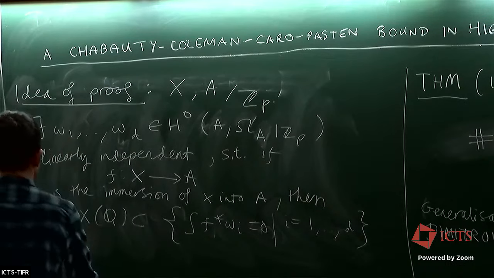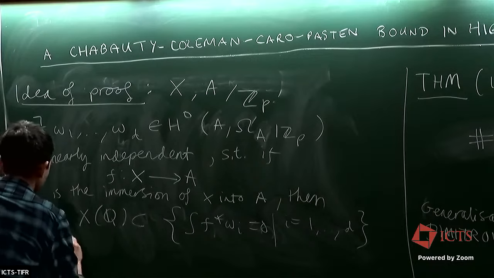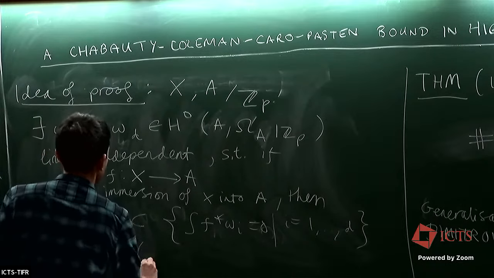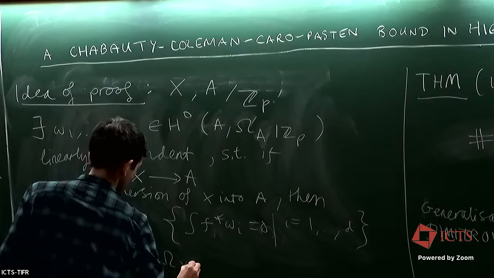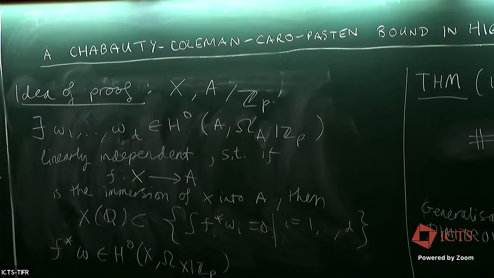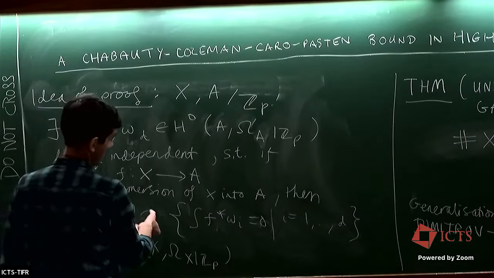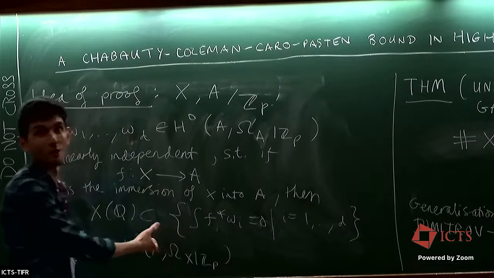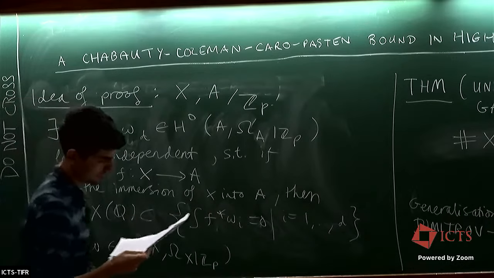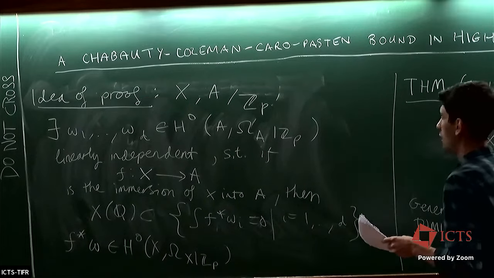Well, I should say that this is a convention slightly different from the one that Caro and Pasten use in their paper. For me, the pullback of this differential is an element of differentials on X. This is an important distinction because at some points in the argument, it's also natural to think of the pullback of a differential as an element of H^0 of X of the pullback of the sheaf of differentials on A to X. If there's a normal bundle distinction, which will come.